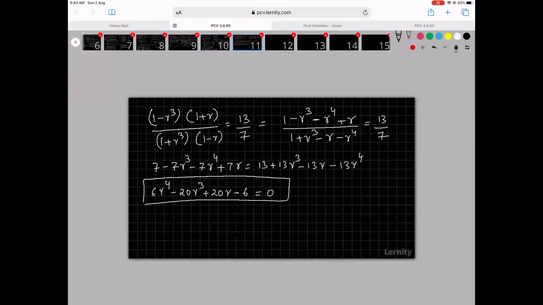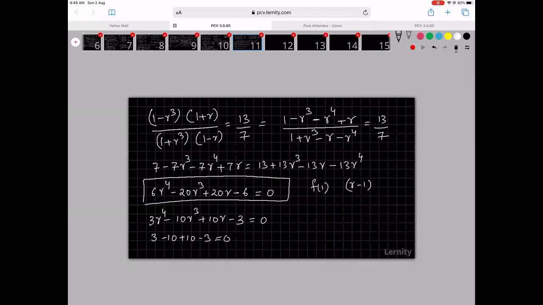Now I can remove 2. If I remove 2, it will become 3r power 4 minus 10r cubed plus 10r minus 3 is equal to 0. Now we can try to factorize this. To find the factors, we will just check if f of 1 is a factor. How will you check? If you put 1 instead of r, this should be equal to 0. So here it is 3 minus 10 plus 10 minus 3. So that is 0. So r minus 1 is a factor.